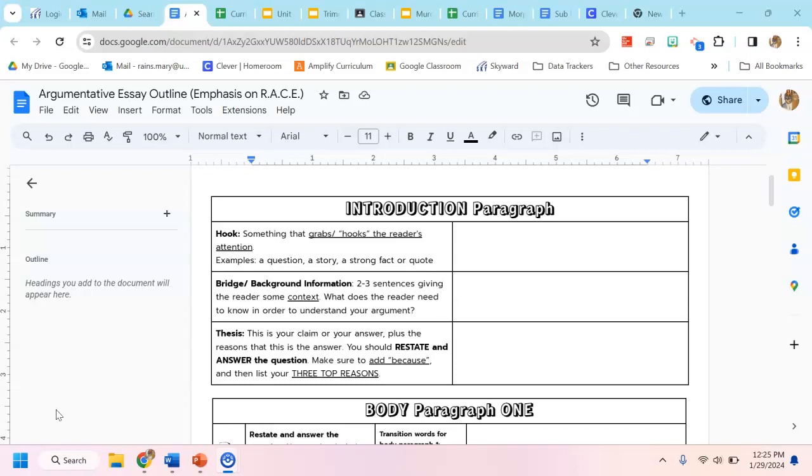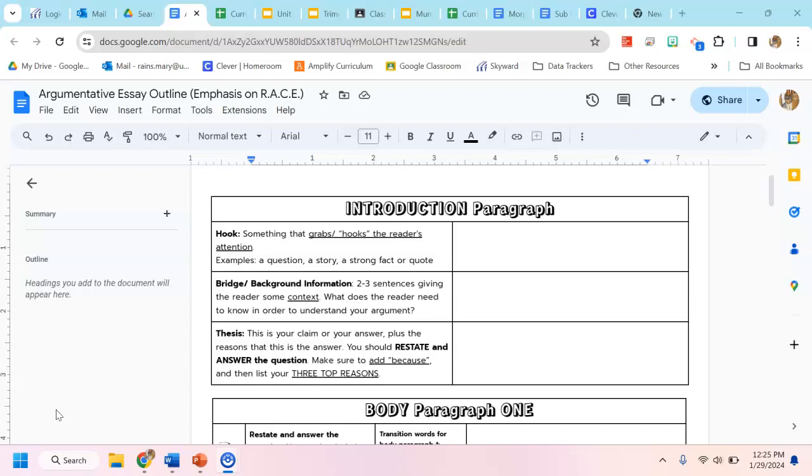The second part of this essay, for the argumentative essay, would be the bridge or background information. You might hear it called either, but they really mean the same thing. A lot of people will call it the bridge sentence or sentences, and when you move on to higher grades and even college, that's probably what it will be more commonly referred to as, but really it just means background information. So this is 2 to 3 sentences giving the reader some context.